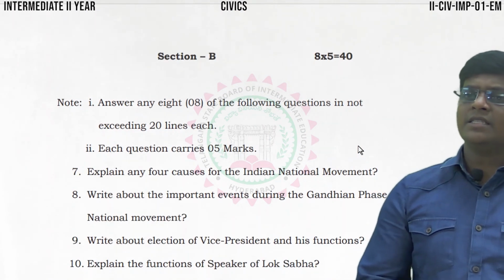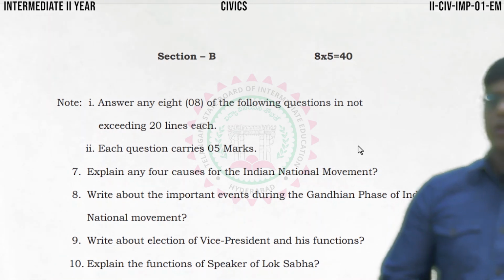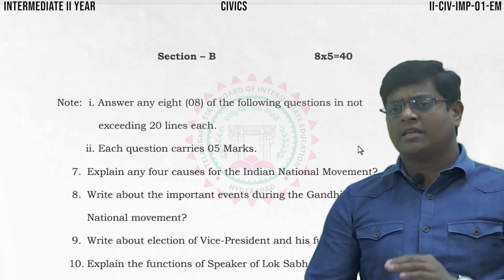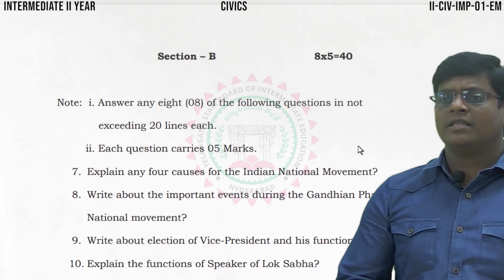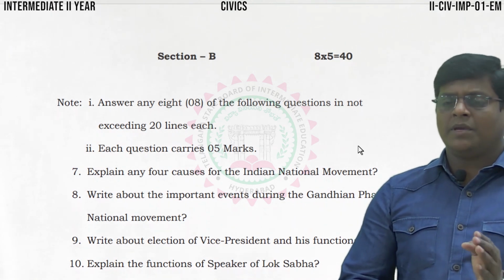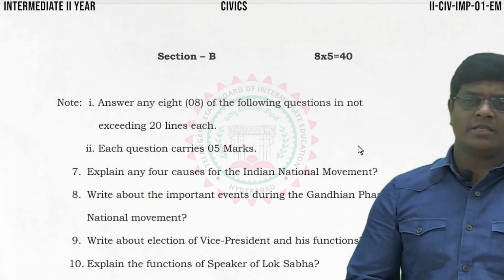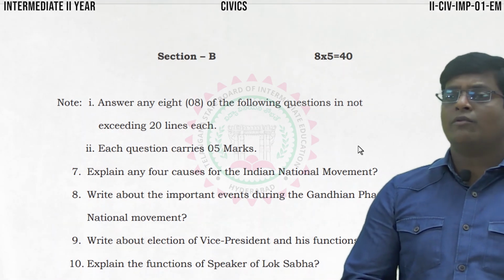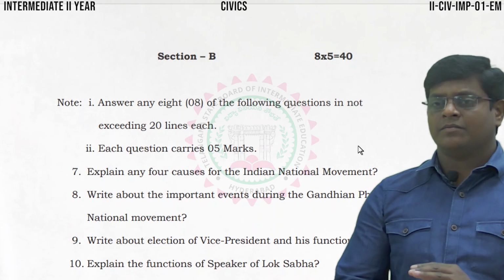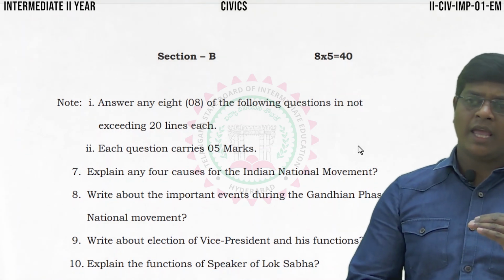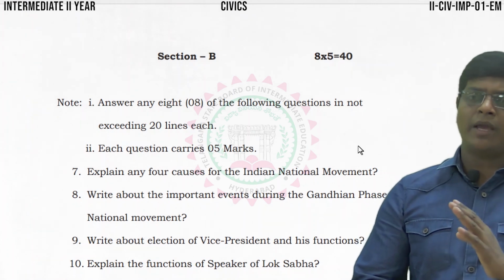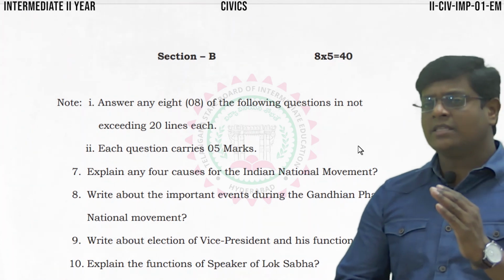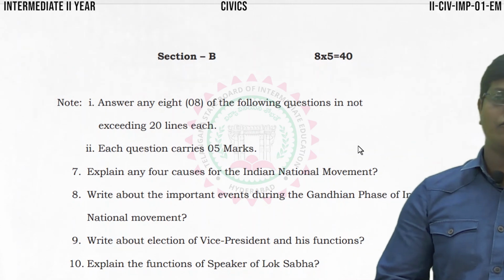Section B contains short answers. You know that previously section B contained 12 questions, but this time section B contains 16 questions. Out of them, we have to choose any 8. The number of choices is increased this time. Each question carries 5 marks. 8 fives are 40 marks.